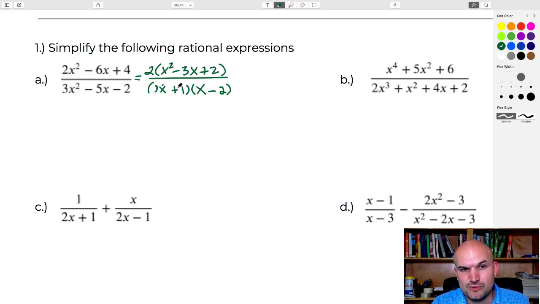3 times x is 3x squared. 1 times negative 2 is negative 2. That's positive 1x. That's negative 6x, which gives you negative 5x. Cool, so I got that done.